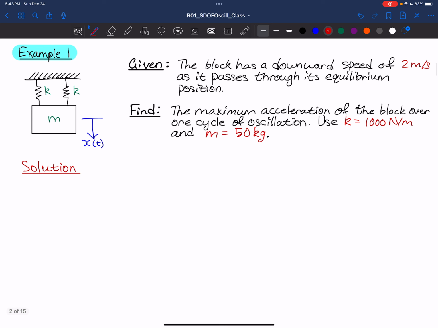Okay, so in this example, we are given that the block has a downward speed of 2 meters per second as it passes through its equilibrium position. So there's no gravity included in this problem. The diagram is shown on the left here. So because there's no gravity included, the equilibrium position is going to be 0. And the x here is drawn as being measured as the motion away from 0, or the equilibrium point. So let's just add a little note here. We'll do it in purple. This is our equilibrium point. We'll say equilibrium position.